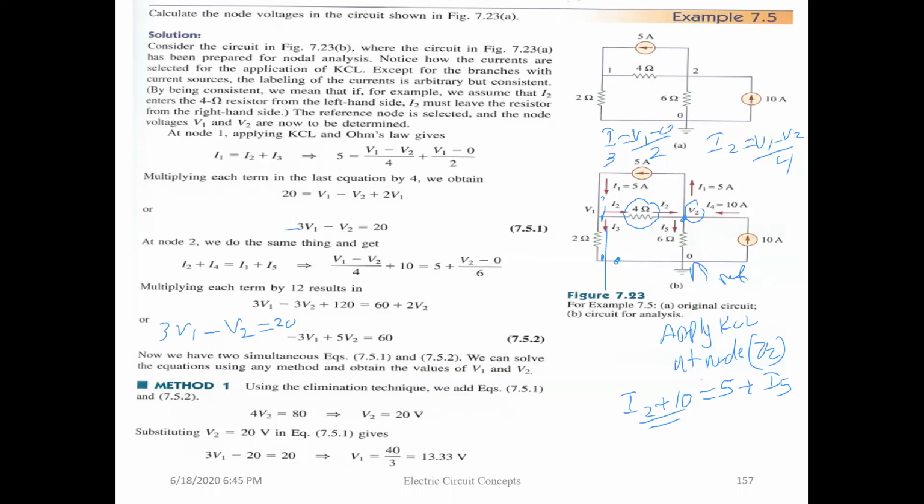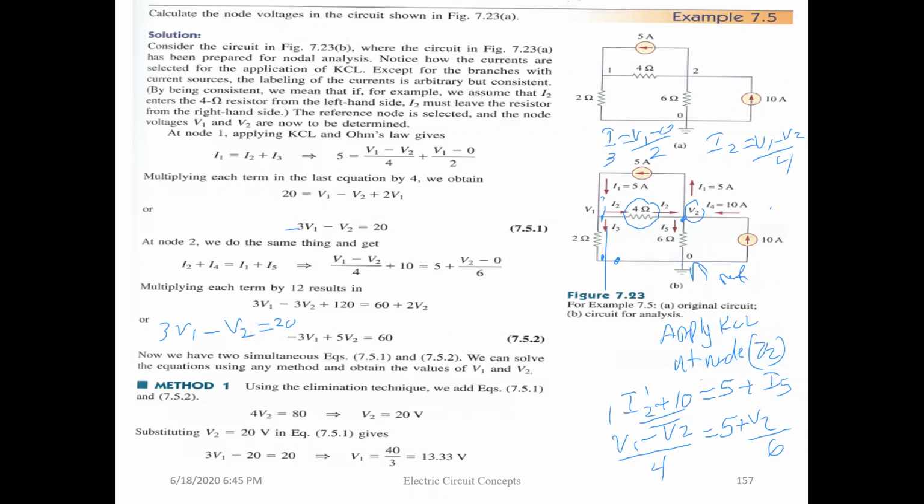Now we already have I2. So now I need to use Ohm's law to find I2 in terms of V1 and V2 and the resistance. So it will be V1 minus V2 over 4 equals 5 plus I5. Again, I5 goes from V2 to the ground, or the reference point. So that means I need to take V2 minus 0 over 6.